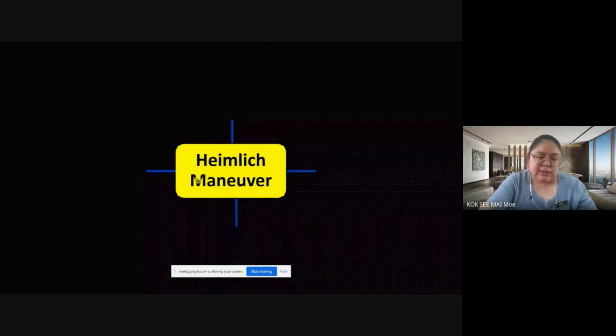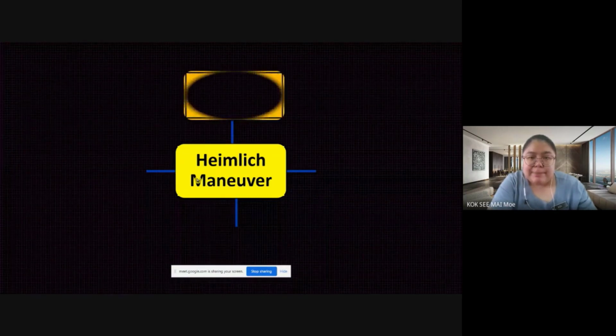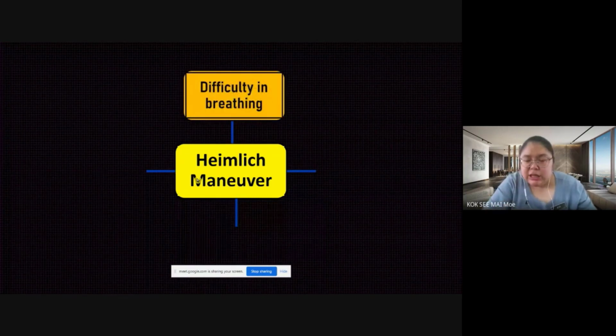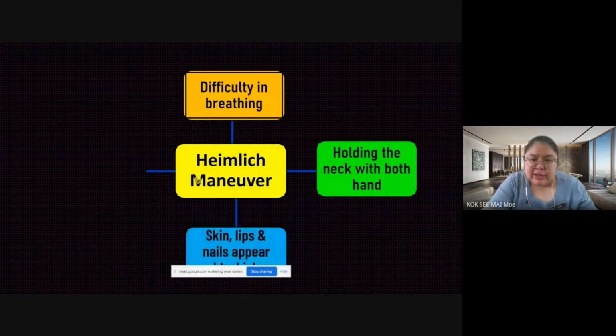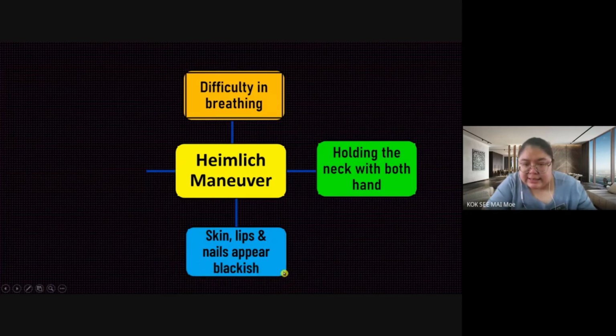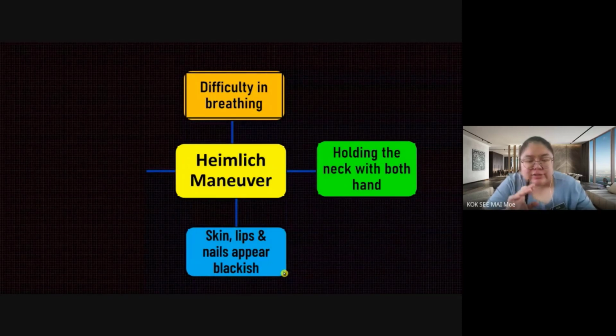Okay, now we're going to see the Heimlich maneuver. When you see a situation, for example, somebody has difficulty breathing. Suddenly they eat, and they cannot breathe. Number 2, holding the neck. They cannot breathe already, and they're holding the neck with both hands. Then the skin, the lips, the nails become black in color. This is very, very dangerous already. When this situation happens, that means you need to help already.